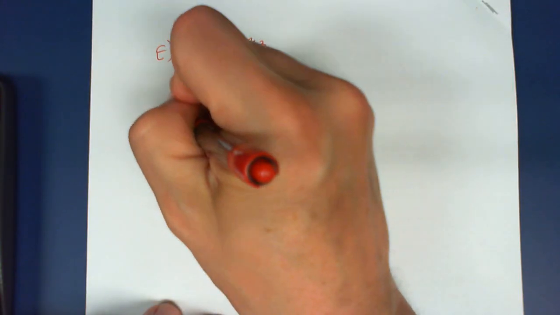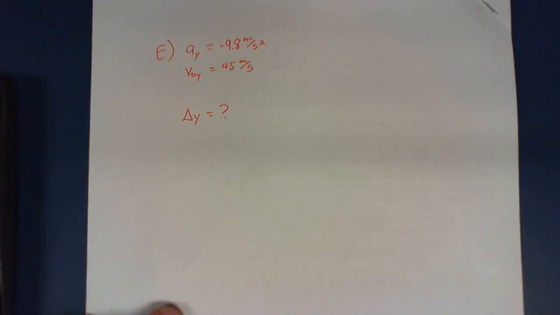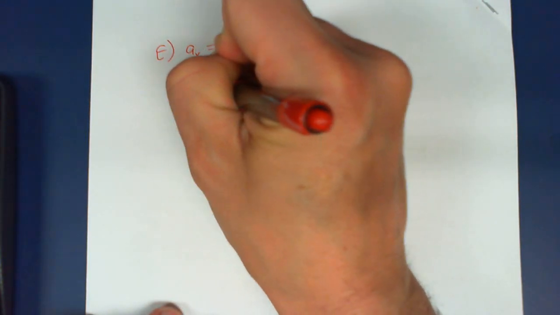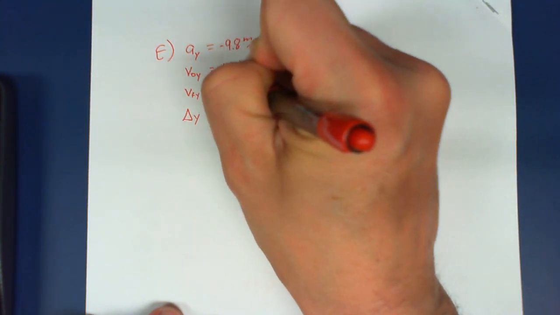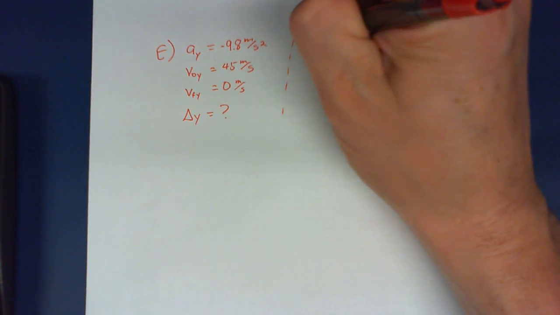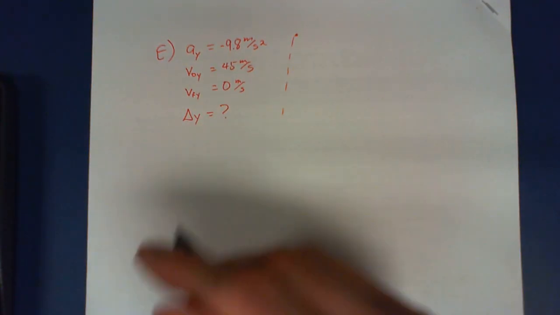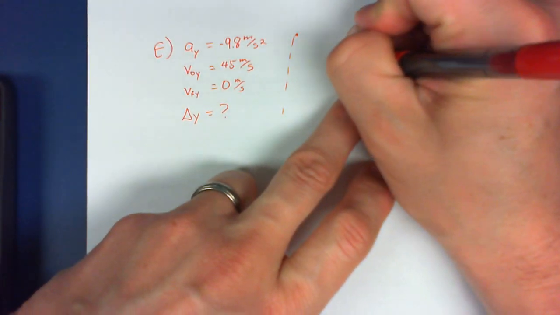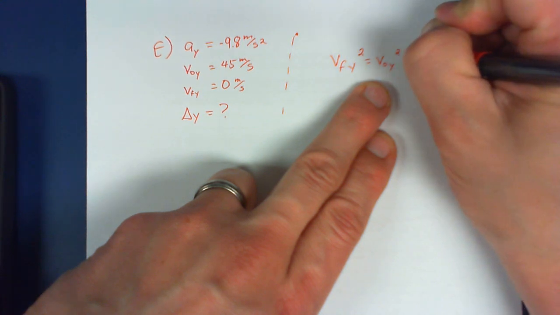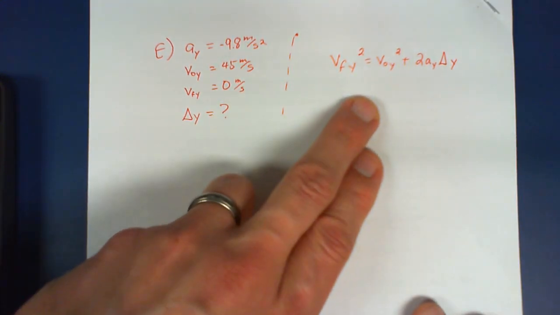Now, what do we know? We're looking for the max height. So we're looking for the displacement in the y direction. All right. Now, at the top, the final velocity is going to be equal to 0. If you remember before, when an object goes up and when it gets to the very top of its path, that velocity is going to be 0. All right. So knowing all this, we got final velocity in the y direction squared is going to be equal to the initial velocity in the y direction squared plus 2 times acceleration in the y direction times displacement in the y direction.